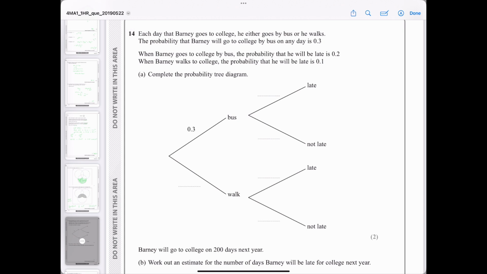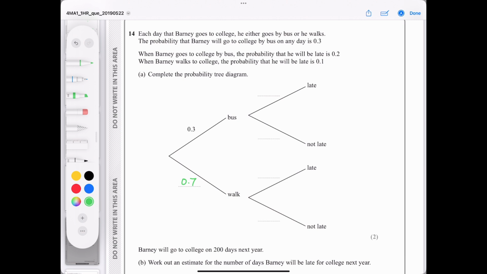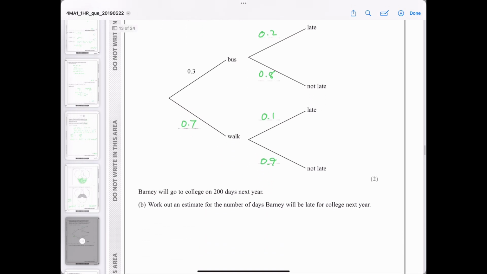Barney goes to college. Good for Barney. He either goes by bus or he walks. The probability Barney will go to college by bus on any day is 0.3. When Barney goes to college by bus, the probability he is late is 0.2. When he walks to college, the probability he is late is 0.1. I think this is trying to convince us all to walk. Okay, so that means the chance of him walking is 0.7 because that adds up to 1. Chance of him being late if he's taken the bus is 0.2, and so the chance of not late is 0.8, and 0.1 of being late and 0.9 not late if he walks. He's slightly less likely to be late if he walks.